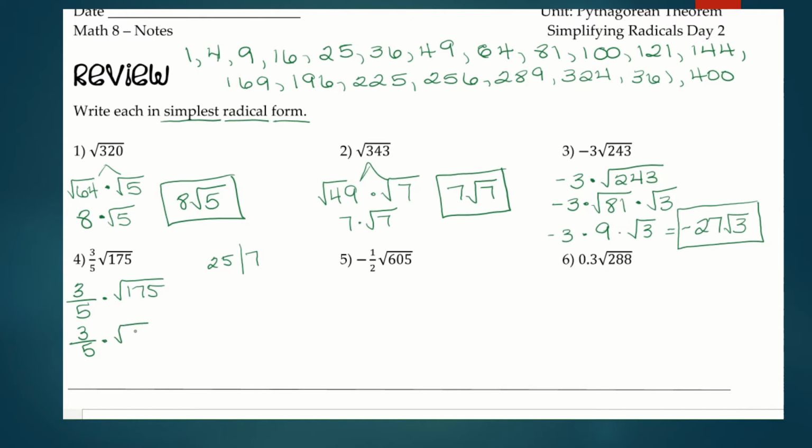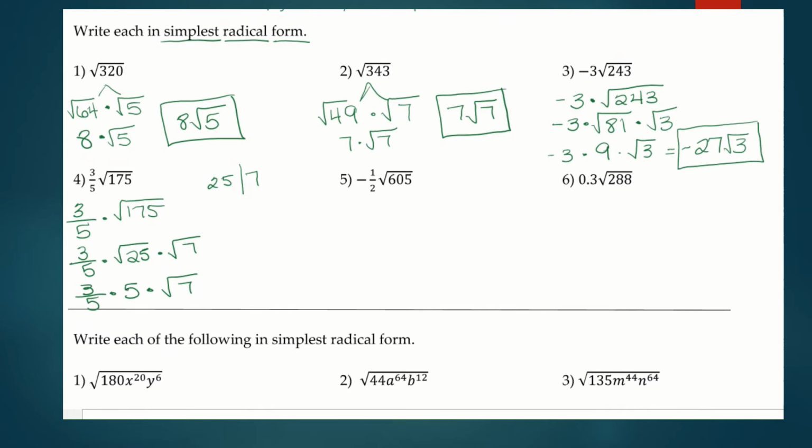So 3/5 times, and I'm going to break 175 apart into the square root of 25 and the square root of 7. So 3/5 times 5 times root 7. Okay, so going ahead here, I'm going to turn 5 into a fraction by putting it over 1.